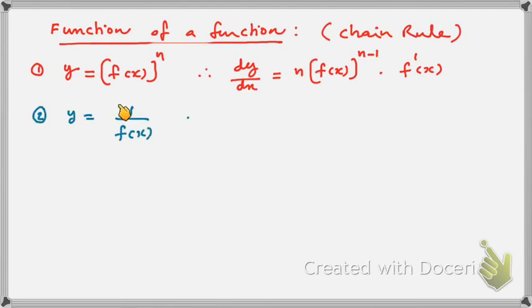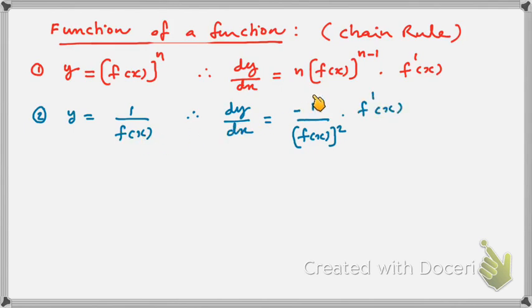This is y is equal to 1 over f of x. That's similar to 1 over x, but instead of x, I have a function. What's the derivative of 1 over x? If you go back and look at the result, you will see 1 over x is minus 1 over x square. So 1 over f of x would be minus 1 by f of x the whole square, but times by the inside function derivative.